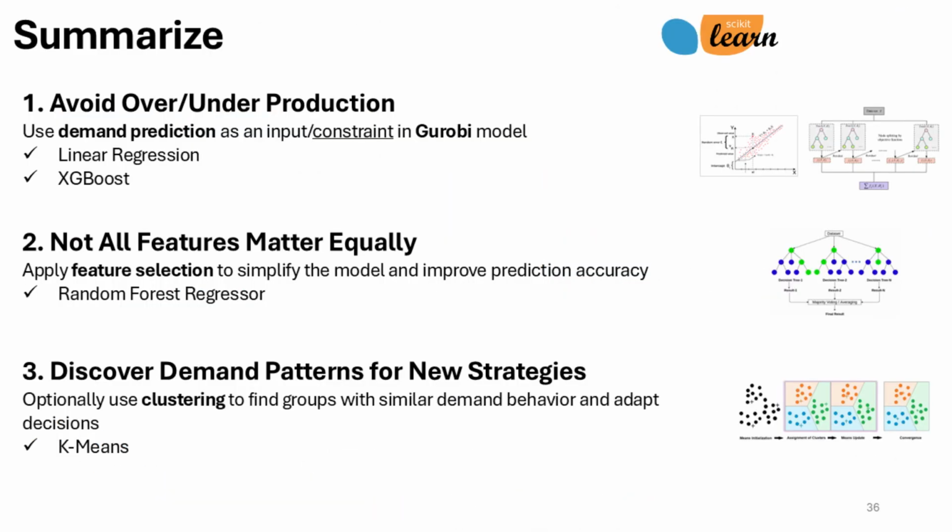We have covered a significant amount of ground, moving from raw historical data to sophisticated operational decisions. This slide summarizes the 3 key takeaways that now form your toolkit for avoiding common business pitfalls. First, we learn how to avoid over- and underproduction by using demand prediction models, specifically linear regression and XGBoost, as direct inputs or constraints into a Gurobi optimization model. We ensure that production levels are always mathematically justified. This protects the bottom line from the dual threats of wasted inventory and missed sales opportunities.